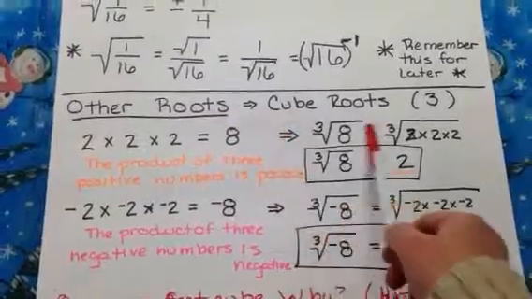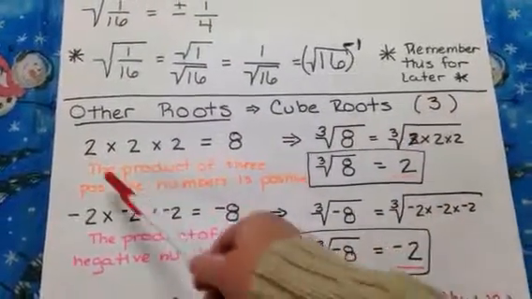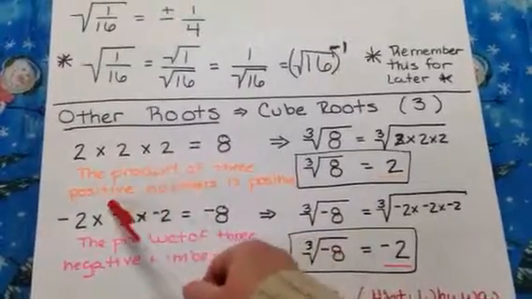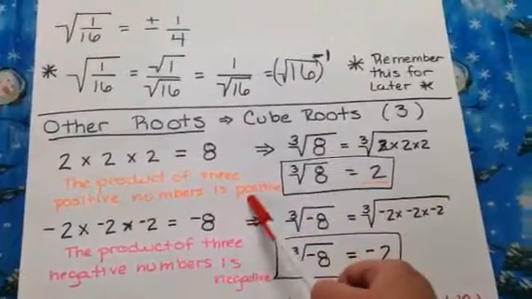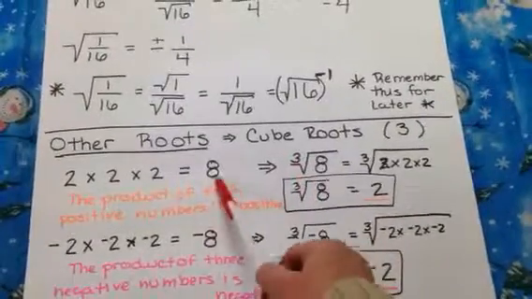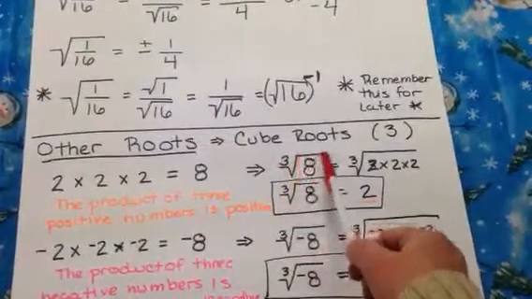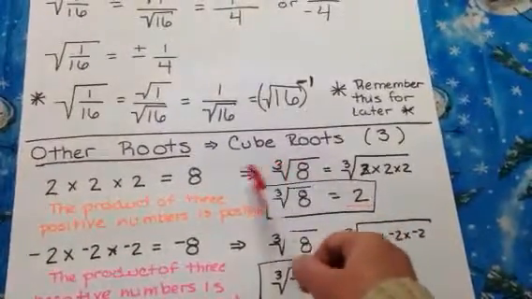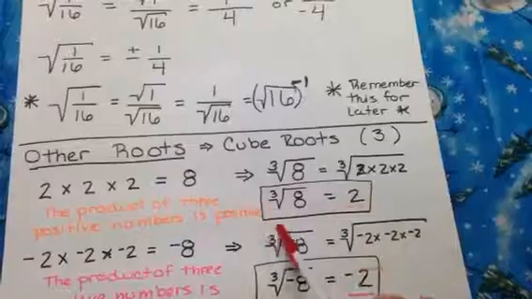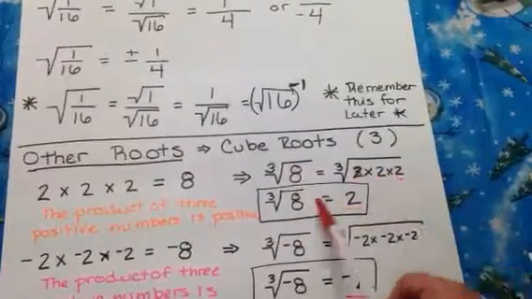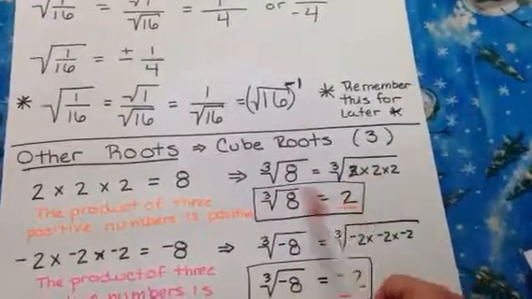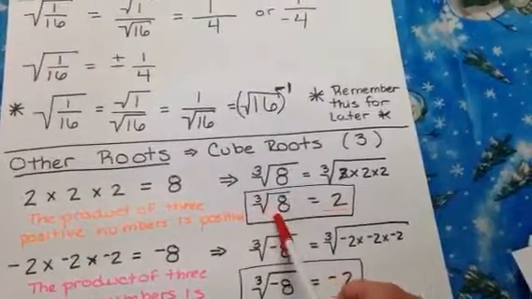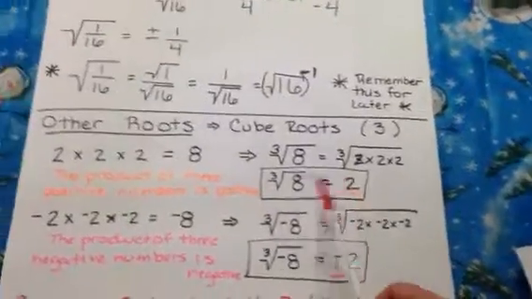Now, other roots. We can also have cube roots. That means that we're multiplying by 3. And 2 times 2 times 2, well, that's going to equal 8. Remember, the product of 3 positive numbers is positive. So if I wanted to go in reverse here, I would write the same symbol, but I would write a 3 here, indicating this means cube root. So the cube root of 8 has to be 2 times 2 times 2. So the cube root is 2. Product of 3 positive numbers is positive. So the cube root of positive 8 is a positive 2.